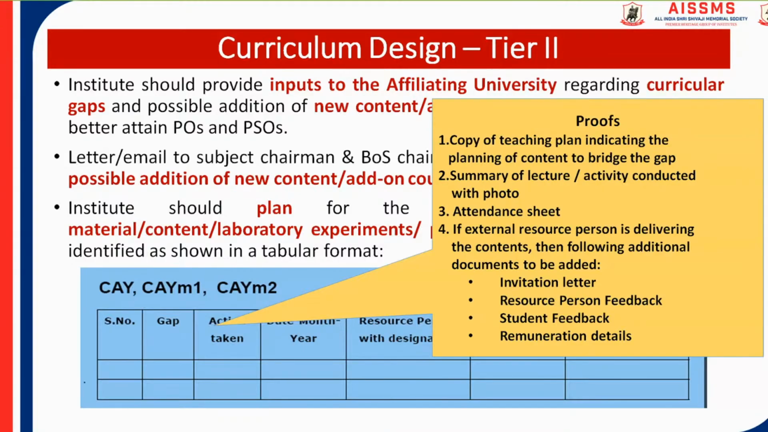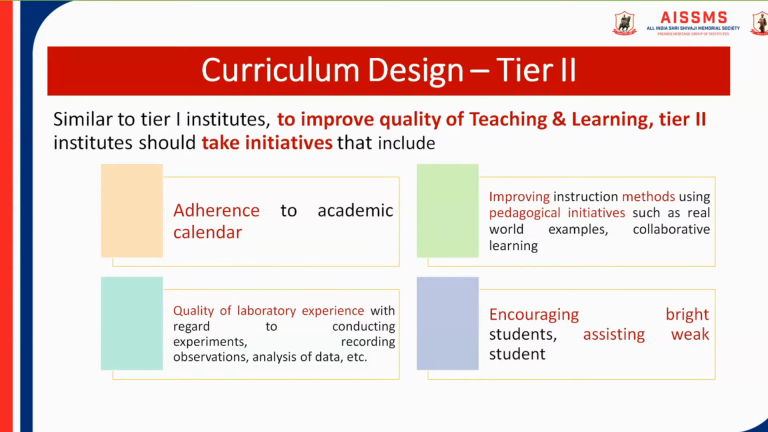these things. Then again, when you talk about the curriculum design for tier 2, similar to the tier 1 institutes, to improve quality of teaching and learning, tier 2 institutes should take initiatives that include again the same thing which we talked about for the tier 1. So it remains the same: adherence to the academic calendar should be there, improving the instruction methodology, pedagogical initiatives such as real-world examples, collaborative learning should be there, quality of laboratory experience with regard to conducting experiments, recording observations, analysis of data, etc. Encouraging bright students and assisting weak students.